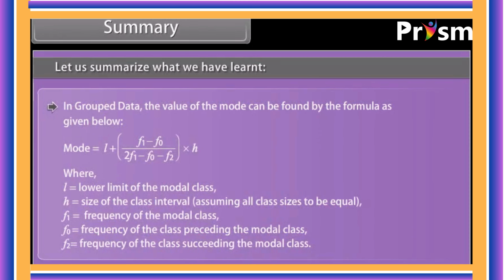In grouped data, the value of the mode can be found by the formula as given. L plus f1 minus f0, that is divided by 2f1 minus f0 minus f2 multiplied by h, where L is equal to the lower limit of the modal class, h equals the size of the class interval, assuming all class sizes to be equal. f1 equals the frequency of the modal class, f0 equals the frequency of the class preceding the modal class, f2 equals the frequency of the class succeeding the modal class.